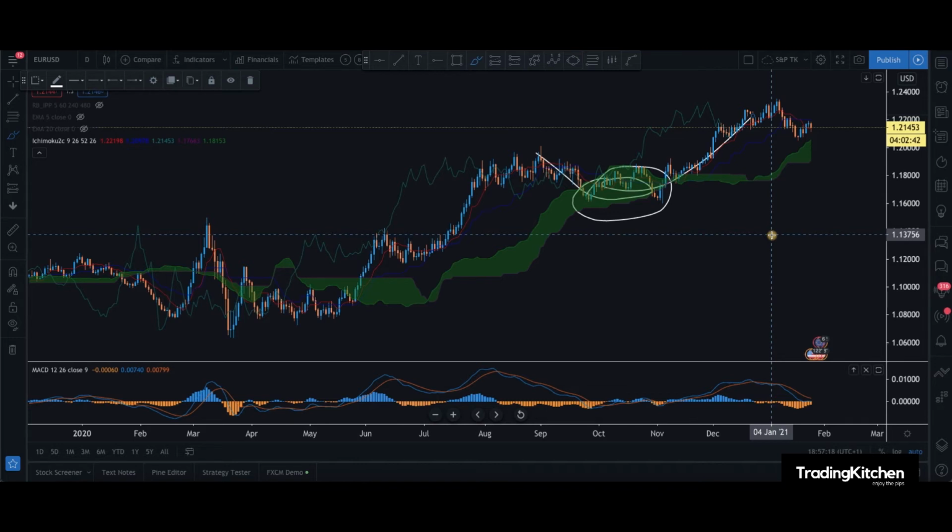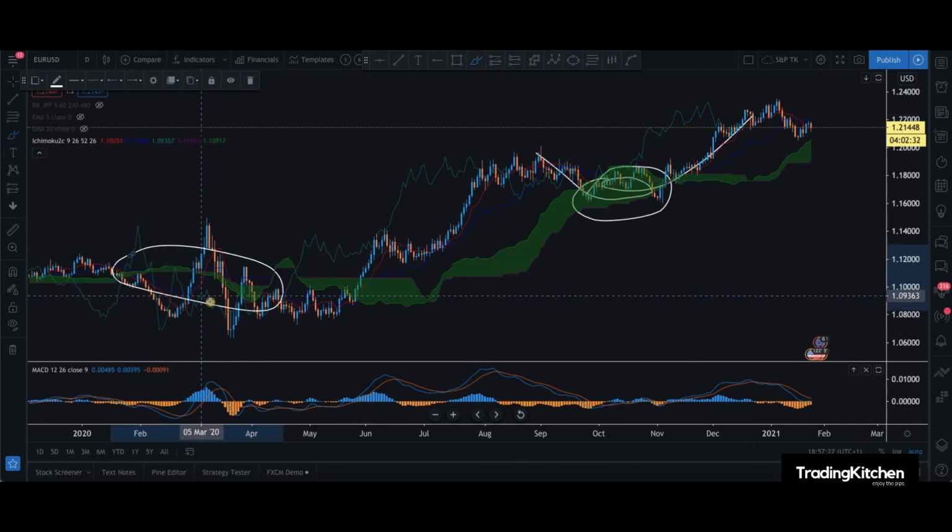When the cloud is thin, like in this case, this means that the support and resistance level is weak, very weak, as you can see in this example. As you can see, this level is not so strong, so price always breaks it.